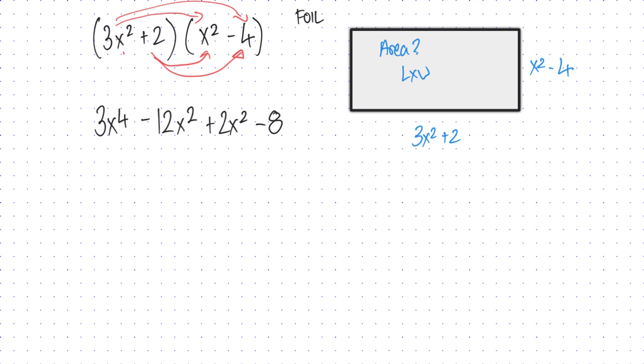Now, do we have any like terms? Yes, our terms here in the middle are like terms, so we can combine those together. So that leaves us with 3x to the power 4 minus 10x squared minus 8. So that is our final expression, and if this was a question for this rectangle, that means that its area is equal to 3x to the power 4 minus 10x squared minus 8.